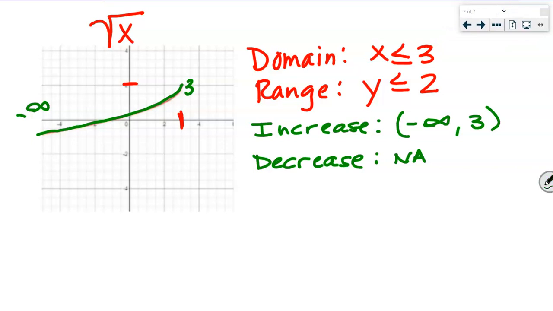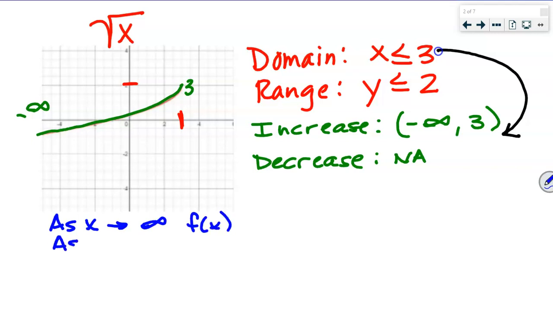You should see a connection between this and this, okay? So our domain is going to affect our intervals. If there's a number in the domain, then it's going to show up in our intervals of increase or decrease, okay? Now we're going to talk about as x approaches infinity, what happens to f of x, and as x approaches negative infinity, what happens to f of x, okay? So that's what we're asking right here.